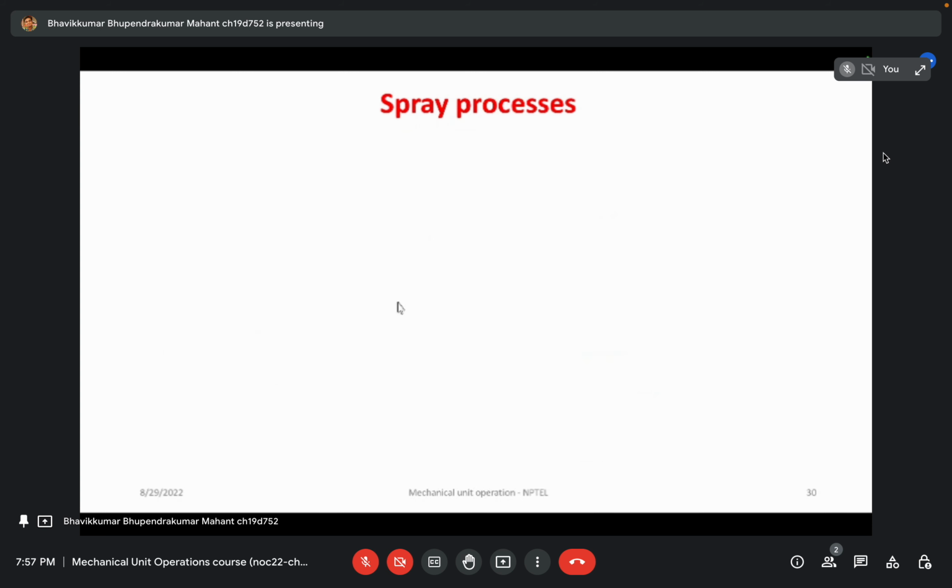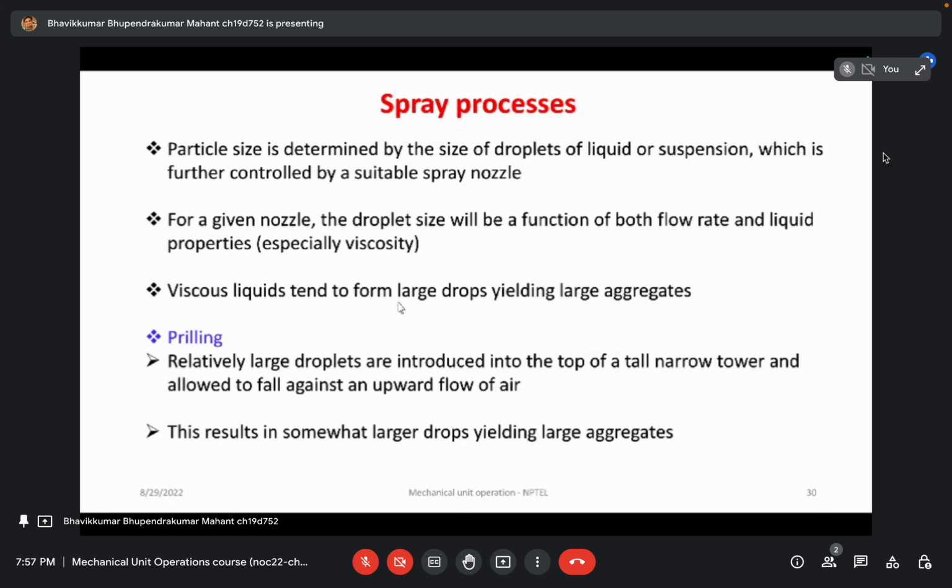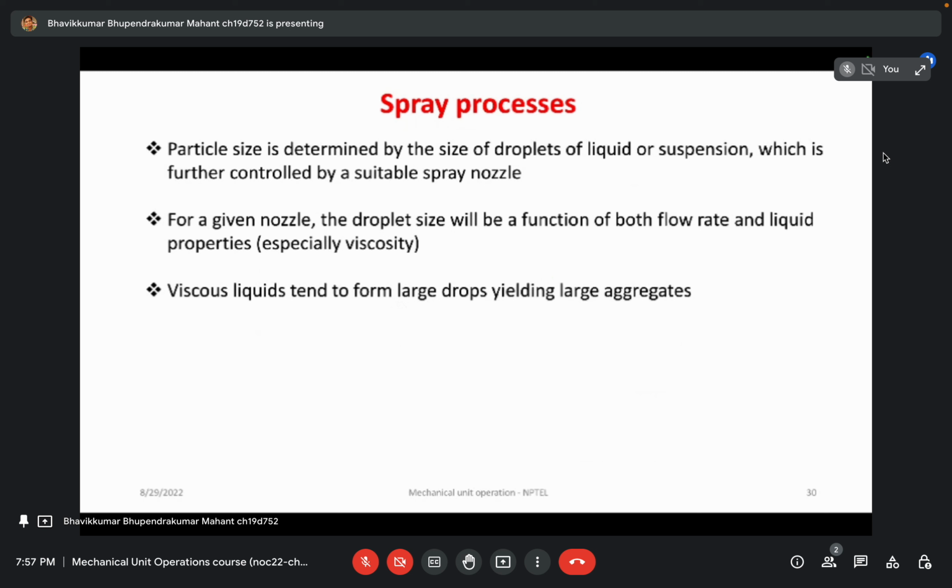Now, spray processes. You are using some spray processes sometimes. Why are we discussing spray processes? Because for controlling the particle size, we are using spray processes in which particle size is determined by the size of droplets of liquid or suspension. Whatever size of droplets of liquid or suspension we are using can be very important in order to determine the particle size, and it can be further controlled by a suitable spray nozzle. And for a given nozzle, the droplet size will be a function of both flow rate and liquid properties.